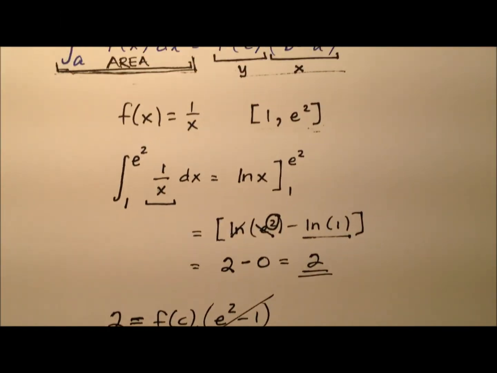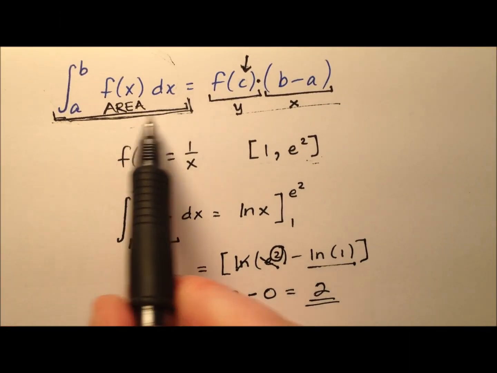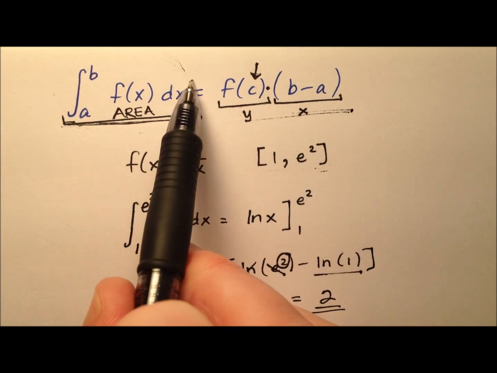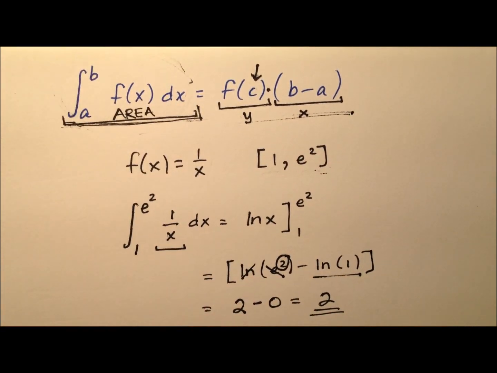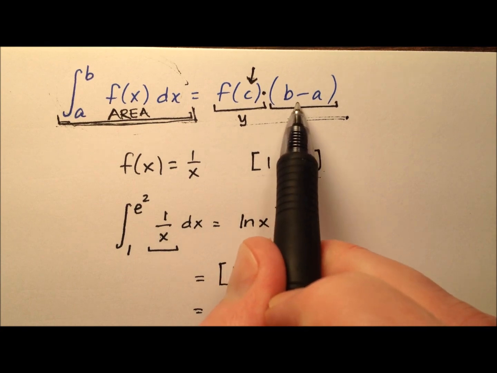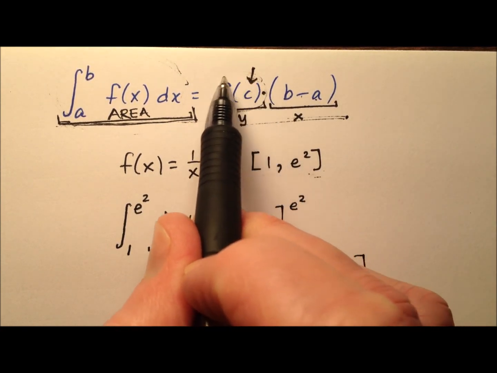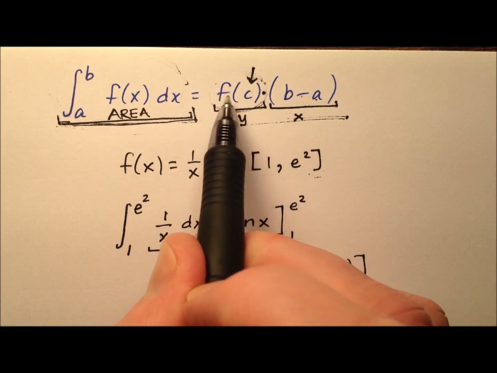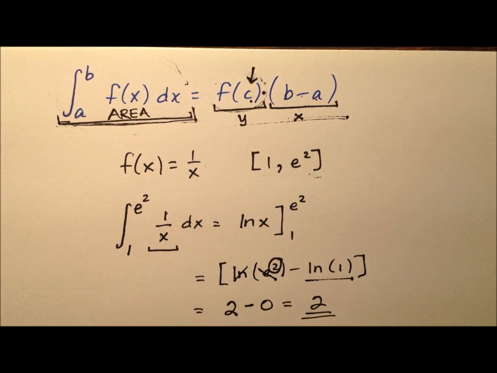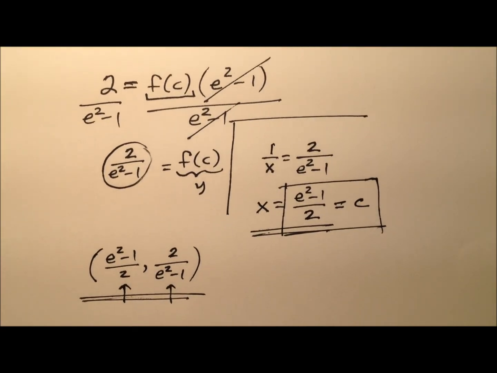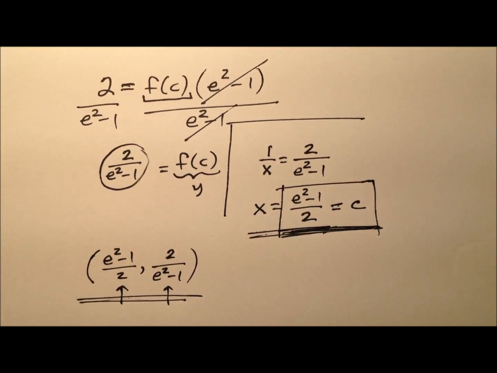Okay, so in that example, we used the mean value theorem for integrals. We evaluated our definite integral, and we knew our limits here are b minus a, and so we solved for this y value, which is the height of our rectangle, this f of c, and then we set that equal to our function and found that c value that's guaranteed by our mean value theorem.